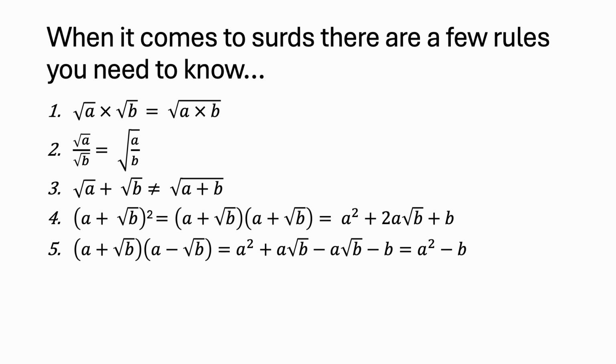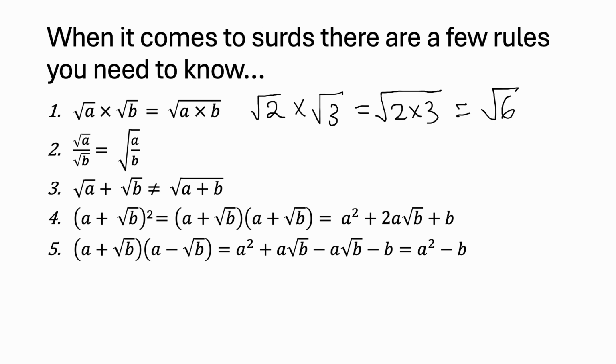Okay, so when it comes to surds, there are a few rules you need to know. First of all, when you have square root a times square root b, essentially you're doing the square root of a times b. So let's do an example. Square root 2 times square root of 3 is the same thing as saying 2 times 3, but all under the square root, which we get as square root 6.